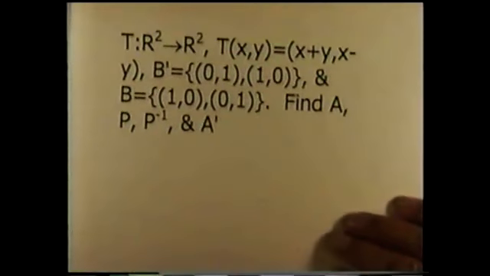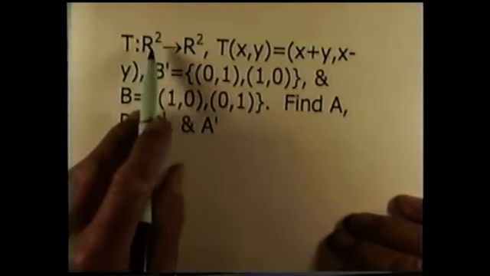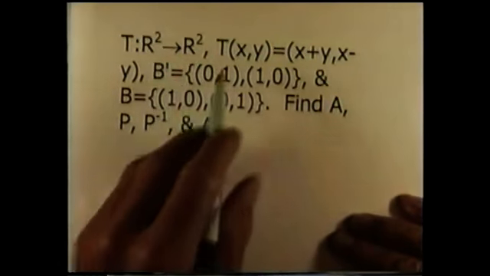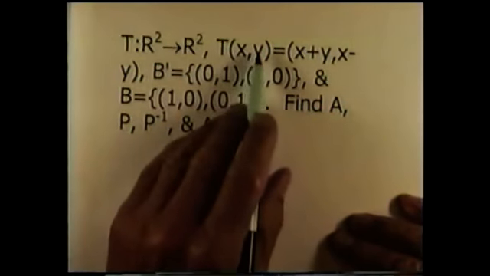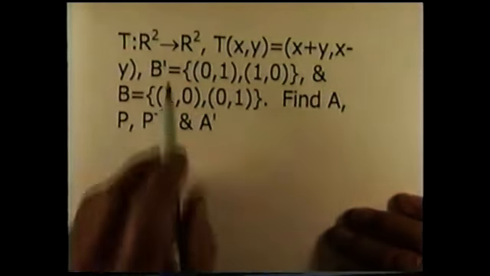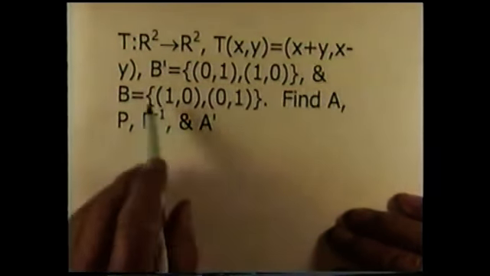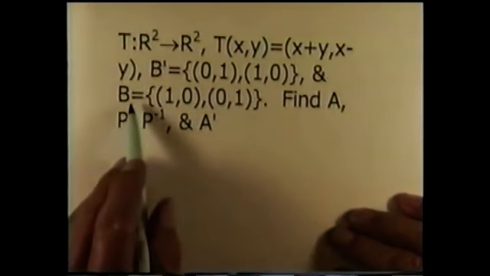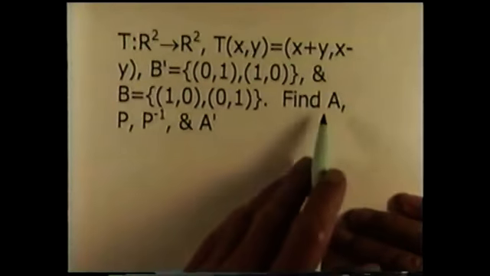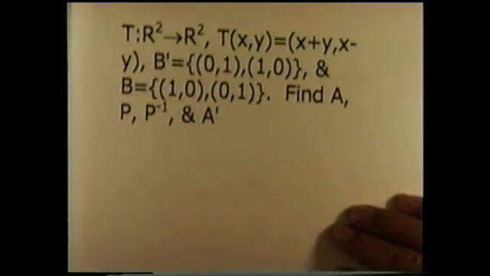Let's look at an example to try to tie some of these things together. T maps the plane onto the plane, or maps 2 space into 2 space. T as a function of (x, y) is equal to (x plus y, x minus y). B prime is equal to {(0, 1), (1, 0)}, and B is equal to {(1, 0), (0, 1)}. In other words, B in this case is the standard basis for R squared. Find A, P, P inverse, and A prime.